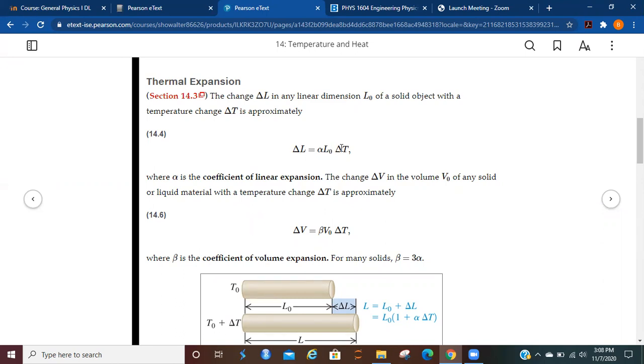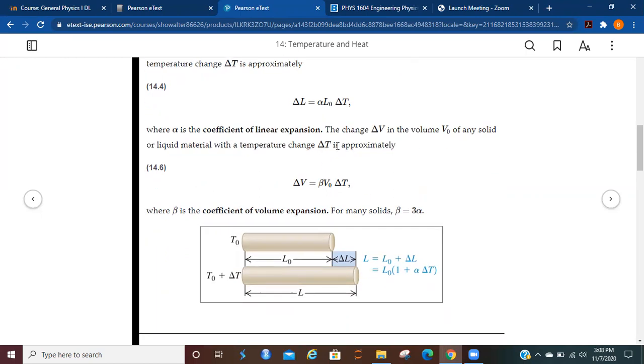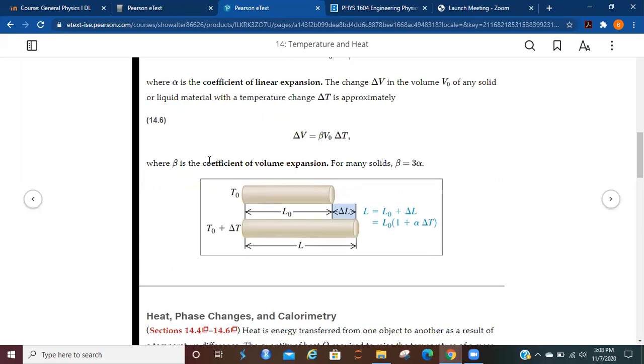You can also look at this formula if you divide both sides by delta T. The change in length divided by the change in temperature is going to be some constant multiplied by L sub naught. Alpha, this coefficient here, is called the coefficient of linear expansion. The change delta V in the volume of any solid or liquid material with a temperature change delta T is approximately this, where beta is the coefficient of volume expansion. For many solids, beta is going to be equal to 3 times the coefficient of linear expansion.